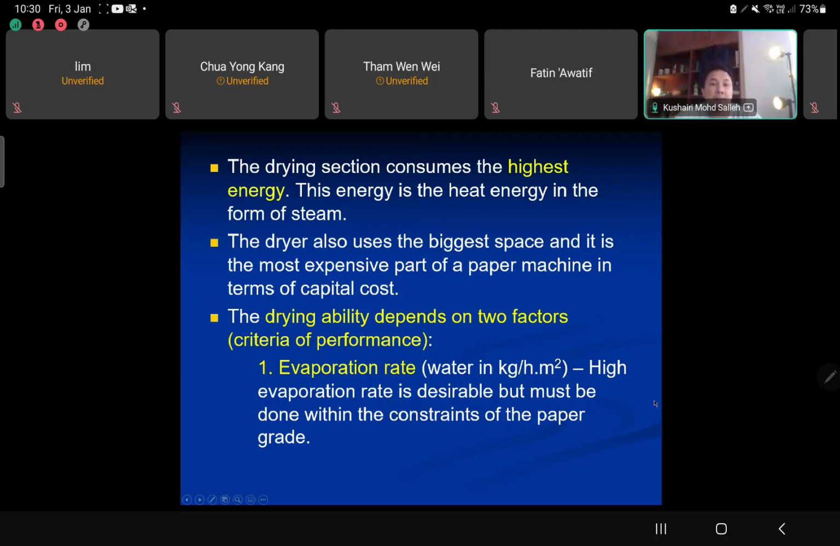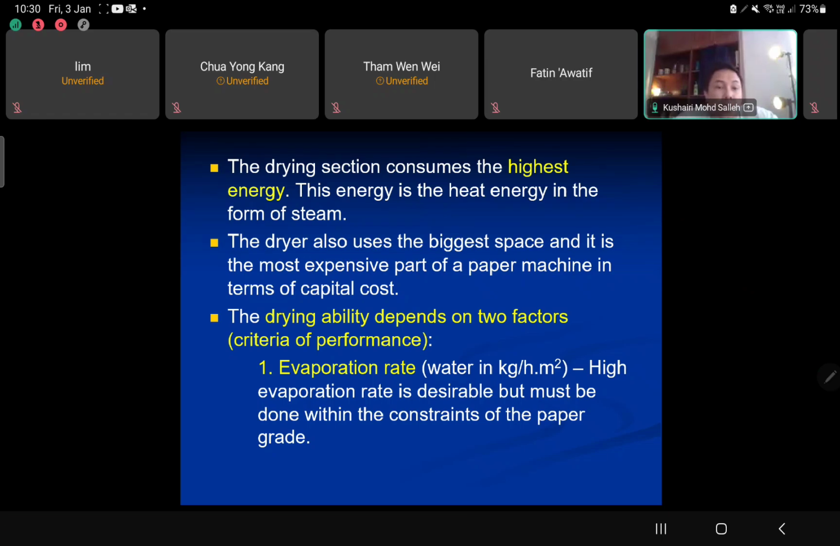Okay, so the drying section consumes the highest energy, about 60% of the total energy used in the paper making. So the energy is heat energy in the form of steam. The dryers also use the biggest space, like I mentioned before. Can you imagine, each section consists of about 6 to 16 cylinders. The cylinders are very huge, 1.5 to 2.2 meters.